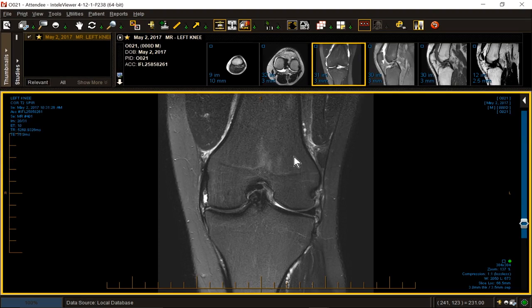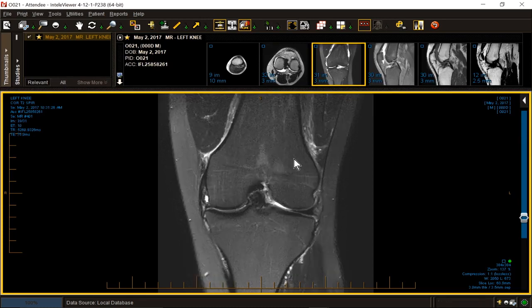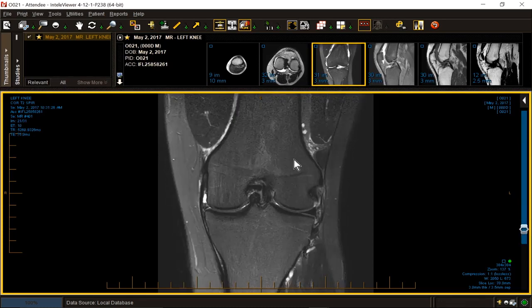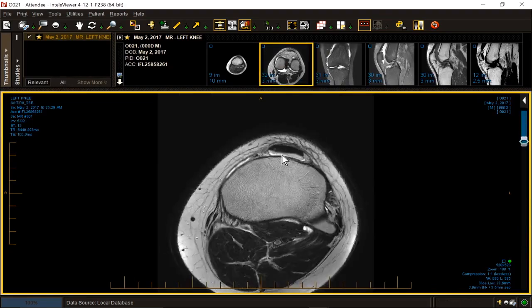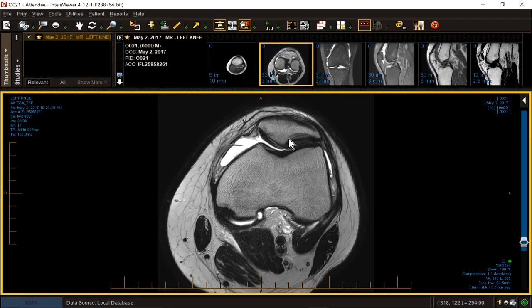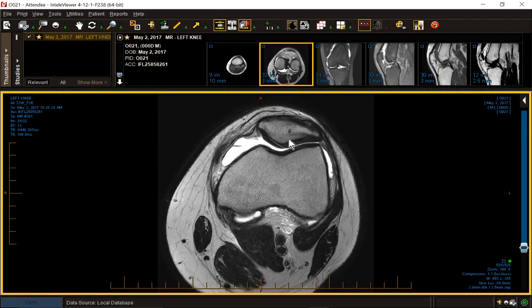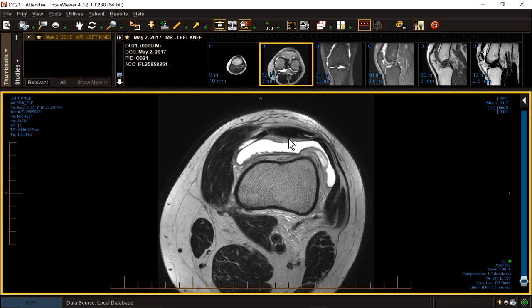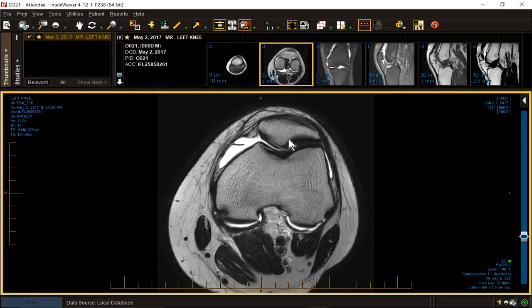This next patient is 23. He had an injury 1 week ago. He jumped and felt a pop. Okay, I am going to start with my axial. He wiggled a little bit. It's a T2 fast spin echo. He's got an effusion, not good for a 23-year-old.